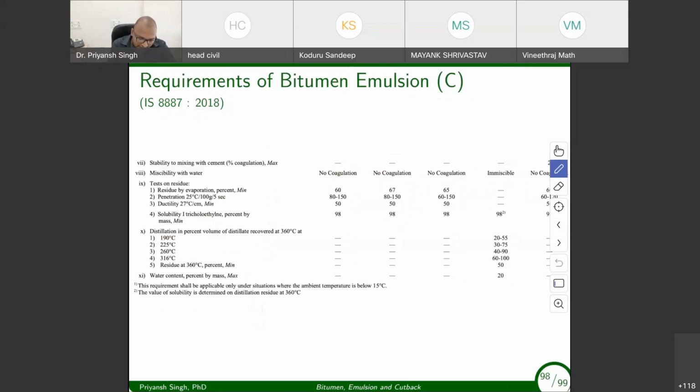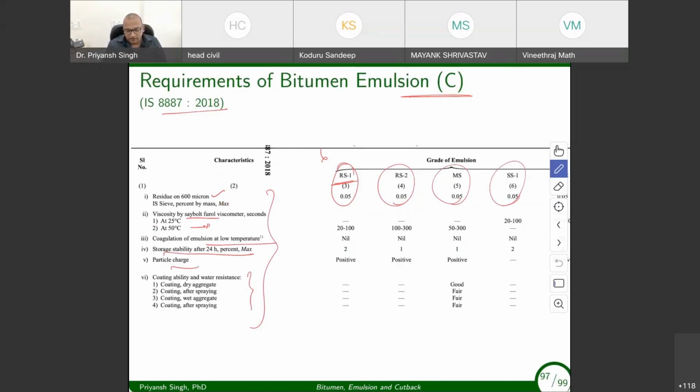Few more tests are stability to mixing with cement, and miscibility. The tests on residue could be residue by evaporation, penetration, ductility, solubility, distillation, and then the water content. So these are different tests which need to be performed in order to grade a particular type of emulsion into a grade.